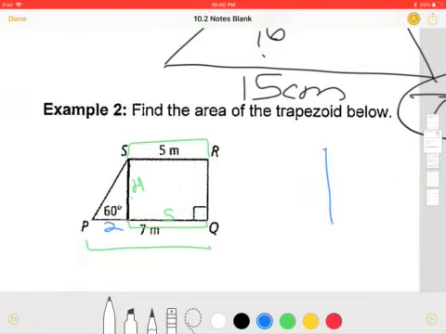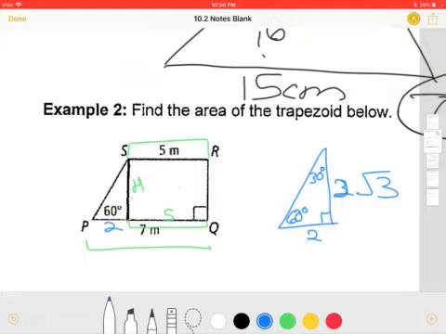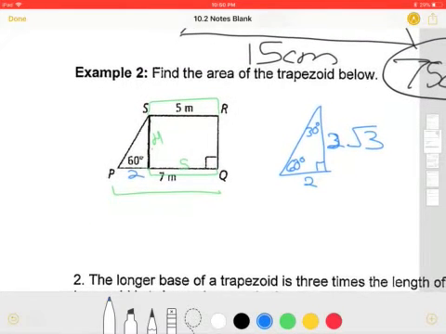So lo and behold, we have another 30, 60, 90. Told you those were not going to go away. So that would make our height here 2√3. So then now we know our height. Boom, 2√3. We have a radical to work with here, but don't let that throw you off.